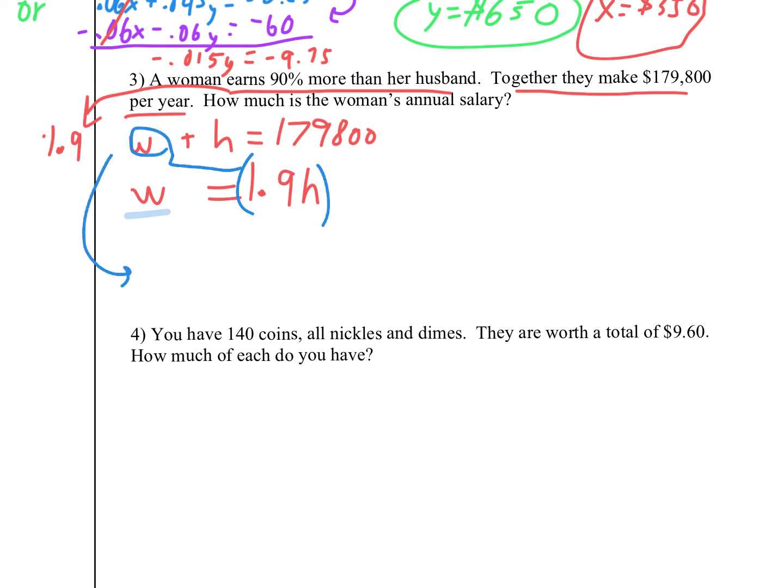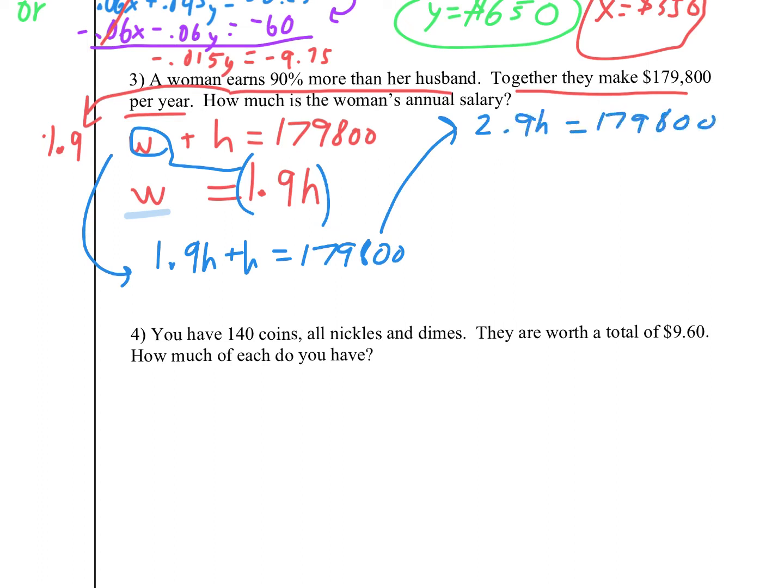So I'm going to rewrite that first equation, but instead of w, I'm going to put 1.9h since it's equal to w anyway. And then plus h equals 179,800. And then I would just combine like terms there. So 1.9h plus h is 2.9h equals 179,800. I would divide the 2.9 over. All right, and so h equals $62,000, okay?